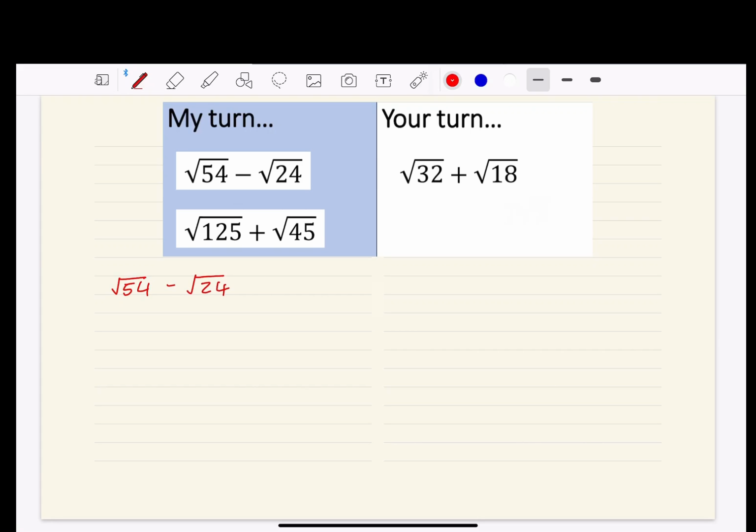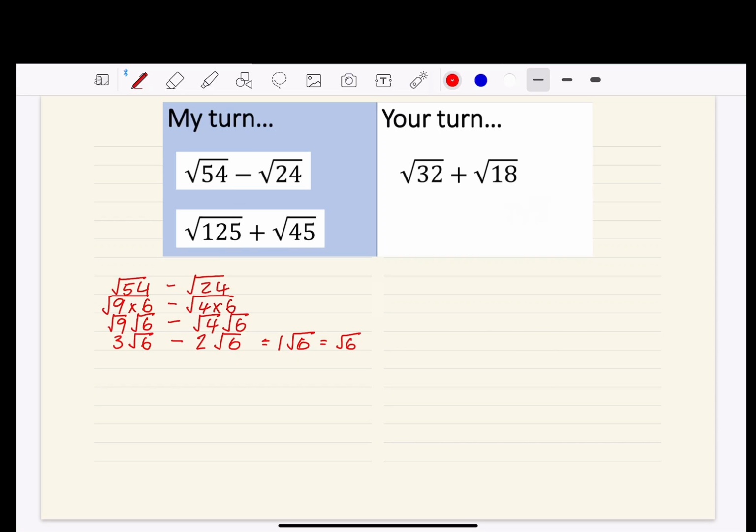54 is 9 times 6, 24 is 4 times 6. I can rewrite both of these as the root of 9 and the root of 6, take away the root of 4 and the root of 6. So the square root of 9, 9 being a square number, gives me 3, so I now have 3 root 6, take away 4. 4 again is a square number, that will allow me to have 2 root 6. 3 lots of root 6, take away 2 lots of root 6 is 1 lot of root 6, or simply root 6.